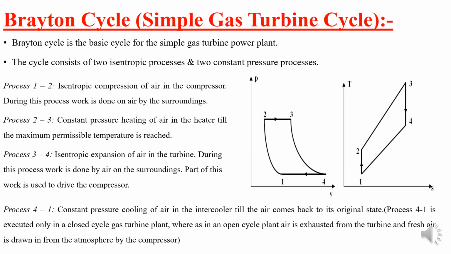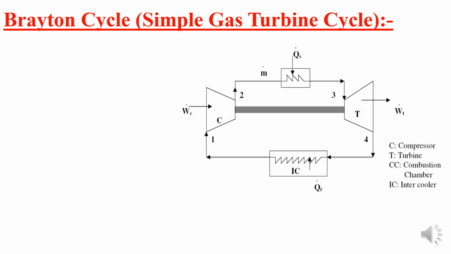Now we will derive the equation for work done as well as efficiency for this simple gas turbine cycle. So before that, you just check the component. We will have the compressor. For the compressor, we are doing the work. So work is done on the system. So work input, that is WC.